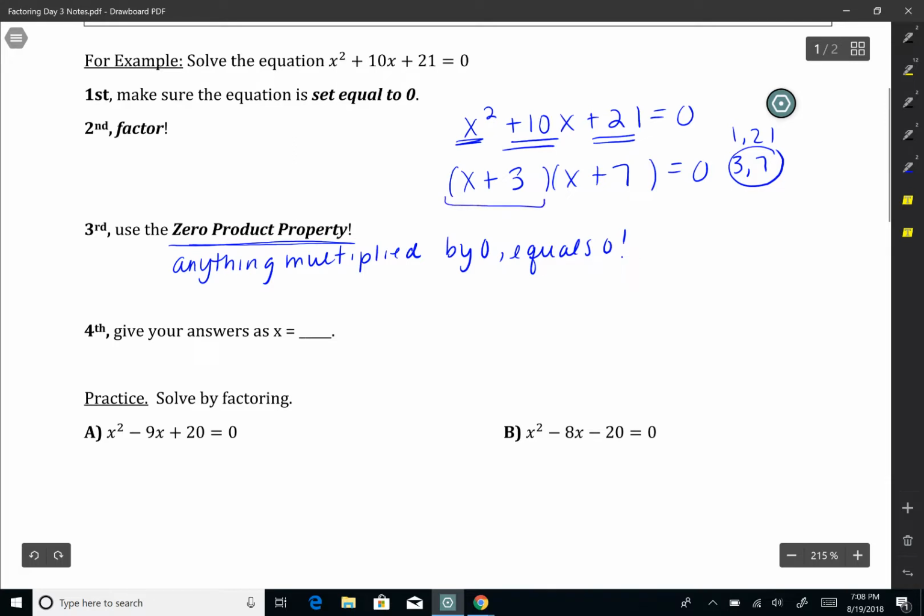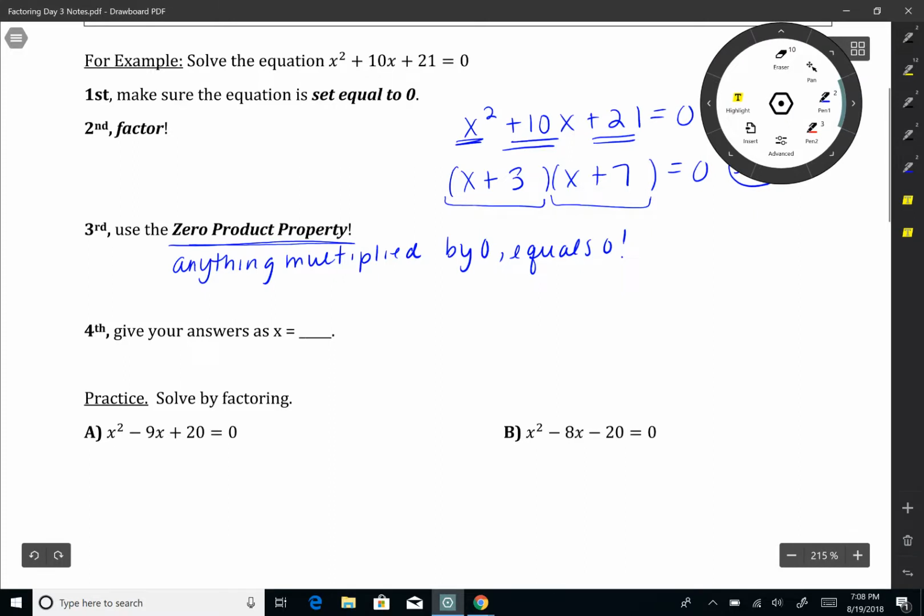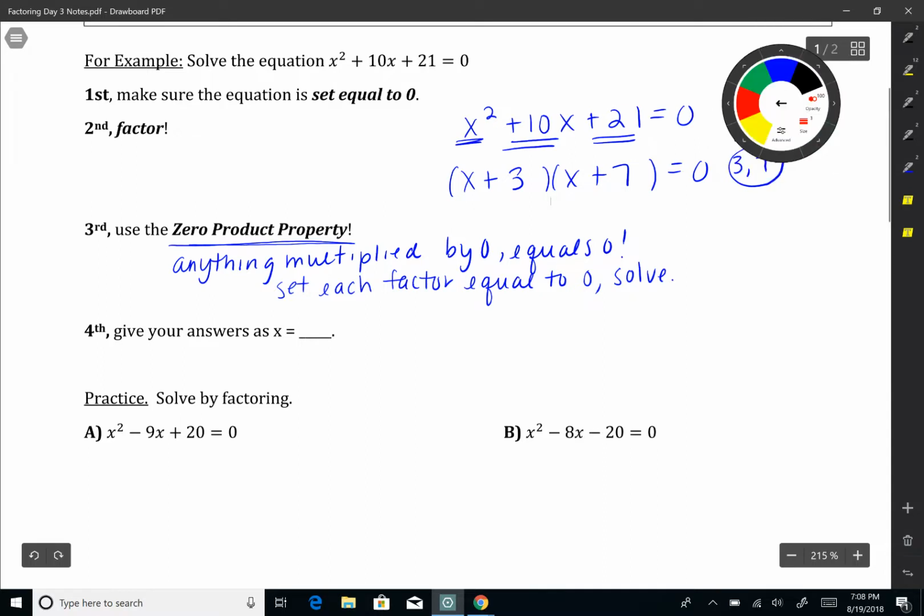x plus 3 times x plus 7. So these are our two factors. If one of those factors was 0 and we multiplied it by the other factor, the entire thing would be 0. So to figure out what would make each of those factors equal 0, I set each factor equal to 0 and solve. And that's what we do every time. Okay, so I'm going to write that down here under where I just started writing everything.